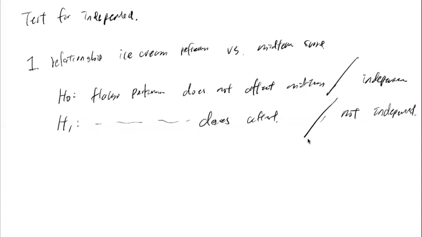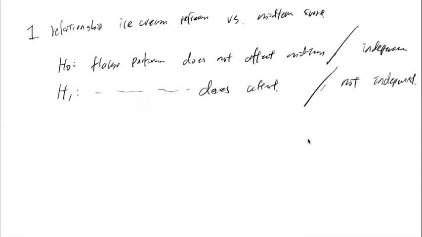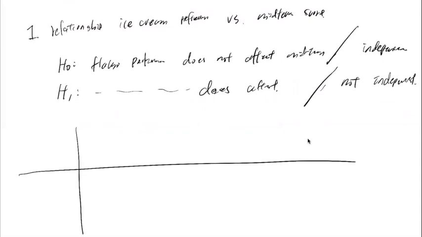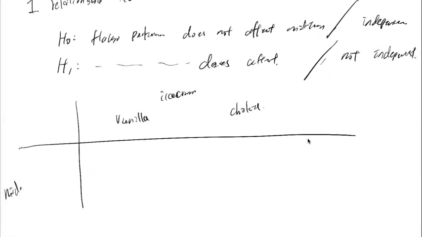And then we just need to look at what we have from a table. So we have two events. One is ice cream: we can either favor vanilla or chocolate. Another event is the midterm: we can either do well or not well. And for each of those, we have an observed value and an expected value.